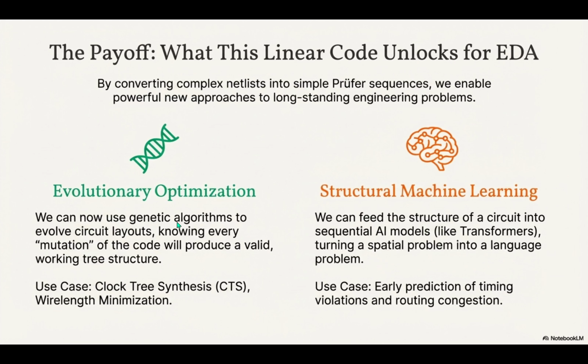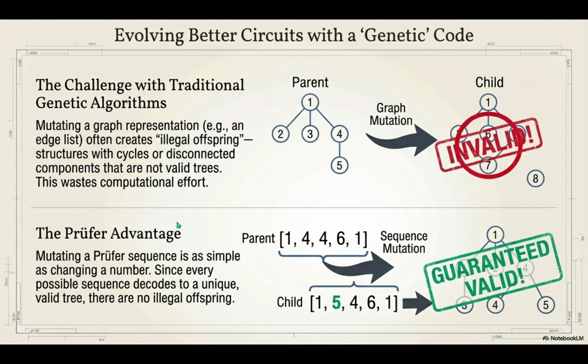Things like designing the clock tree, the heartbeat of the chip, or just minimizing how much wire you need, which saves power. Now, in the past, if you tried to mutate a circuit design to find a better one, what was the big problem? The problem was creating illegal offspring. You'd randomly change a connection and accidentally create a closed loop that would just fry the circuit, or you'd disconnect a whole section of logic. So you'd waste a ton of computing power analyzing designs that were fundamentally broken.